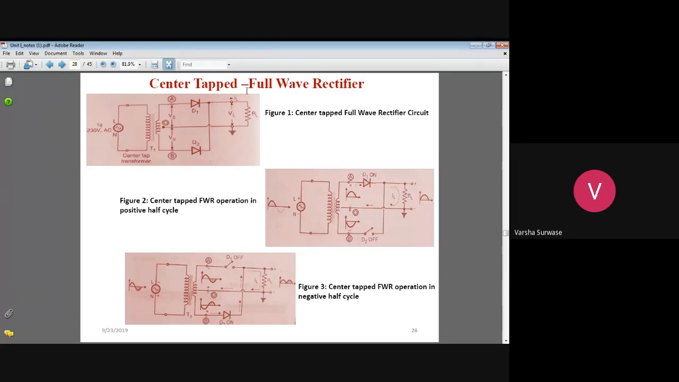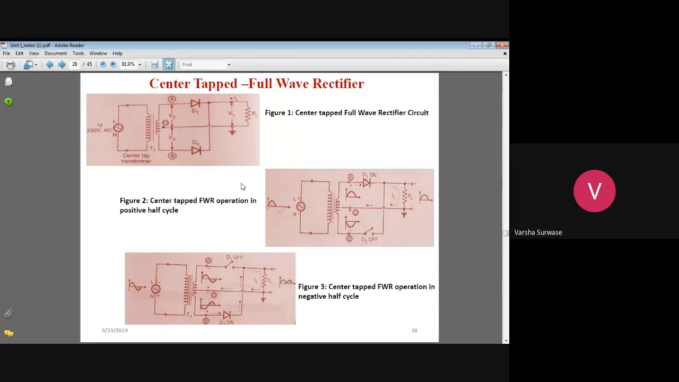Now you can observe that in this figure, the voltage developed across the two halves. This one is VS1 and this one is VS2. So two voltages appear at the secondary of the center tap transformer. The voltage developed is divided into two halves. Now see the working of the center tap full wave rectifier.